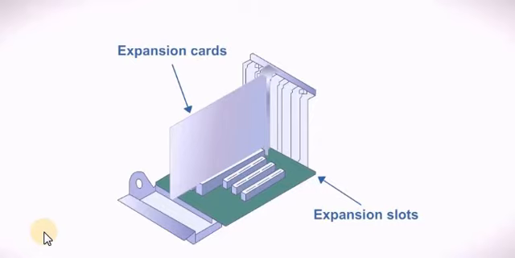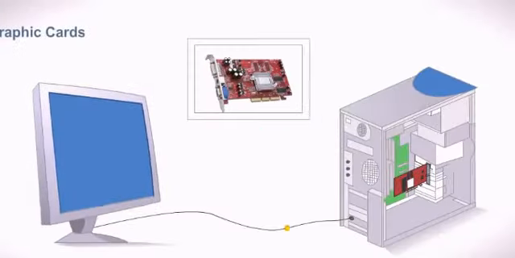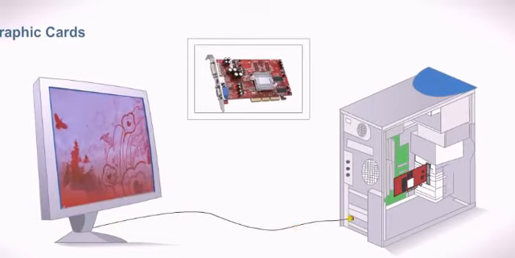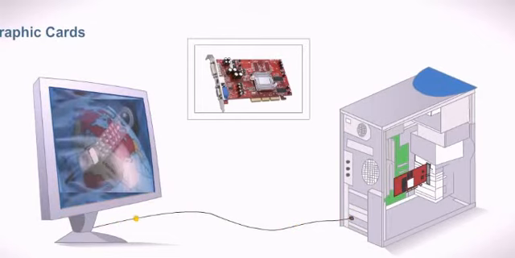There are various types of expansion cards. Let us have a look at some of the commonly used ones. Graphic cards connect the system board to the monitor. They convert the internal electronic signals to video signals so that the images can be displayed on the monitor.